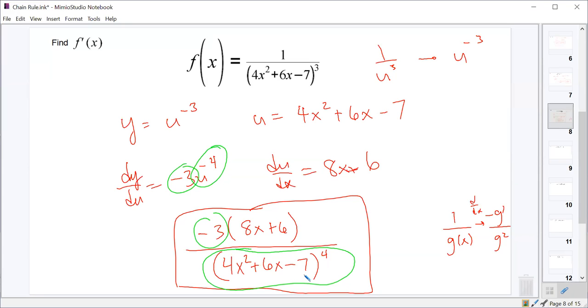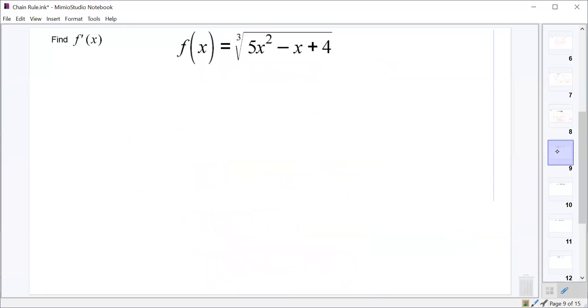Anybody else have any questions on this one, or any conceptual questions on the chain rule? No? All right, let's do another one. Cube root of 5x squared minus x plus 4. This is u to the 1/3 power. u to the 1/3 with u equal to all that garbage inside the cube root.